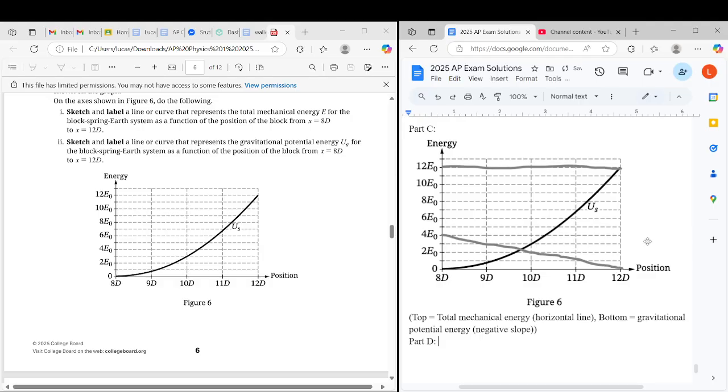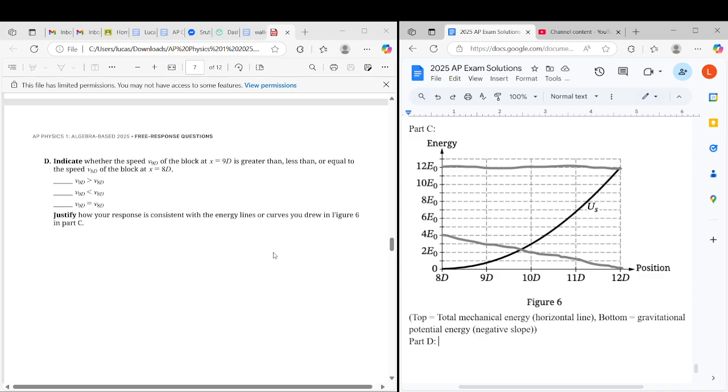And in part D, we're asked to make a claim with a relevant justification. So we will have to see if the velocity at 9d is greater or less than the velocity at 8d. We can see that it's very slightly less: the gravitational potential energy plus the spring potential energy at 8d is 4E0, and the sum at 9d is slightly less than that because you decrease the gravitational by 1 but increase the spring by just slightly less than 1. That means there's going to be more kinetic energy at 9d than 8d, which corresponds because kinetic energy is proportional to the square of velocity. That means a higher velocity at 9d.